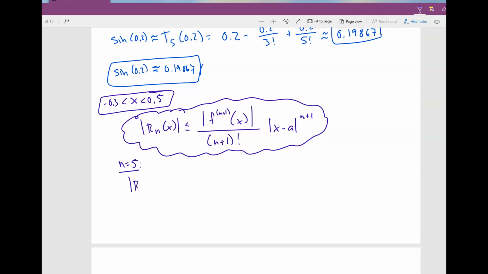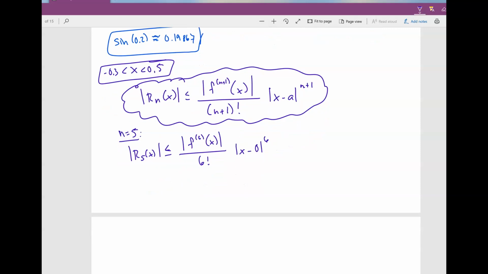So we're going to have R sub 5 of x is less than or equal to... So when I plug in 5 in there, I'm going to get the 6th derivative divided by, I've plugged it in the bottom, it's going to be 6 factorial, times x minus a, in this case is equal to 0, to the power of 5 plus 1, which gives me 6, okay? So now what I'm going to get is the absolute value of the 6th derivative of x divided by 6 factorial, times the absolute value of x to the power of 6.